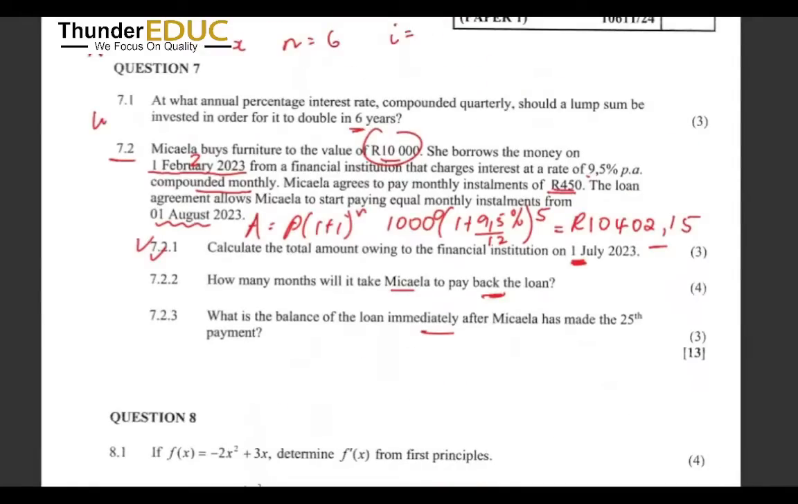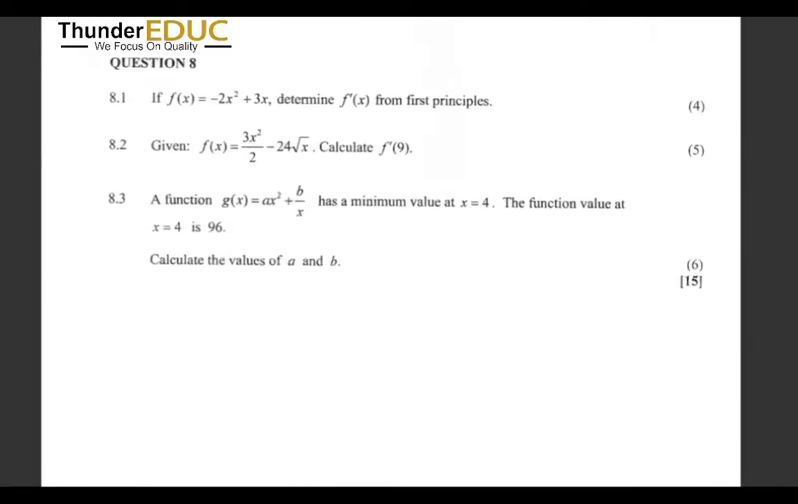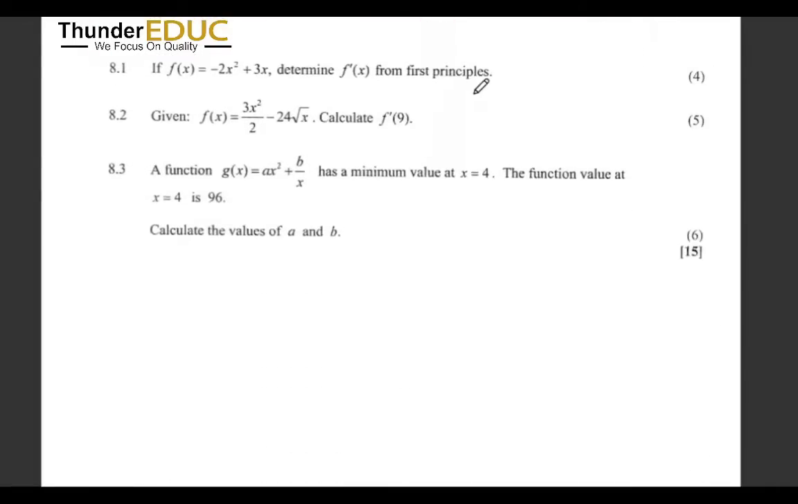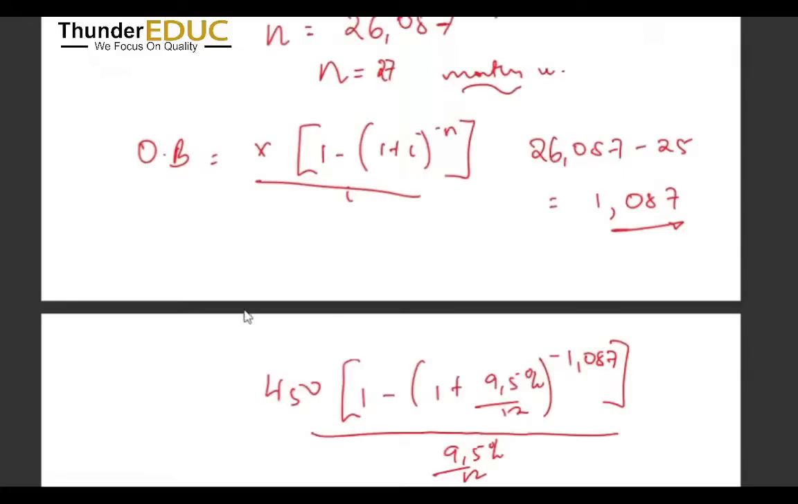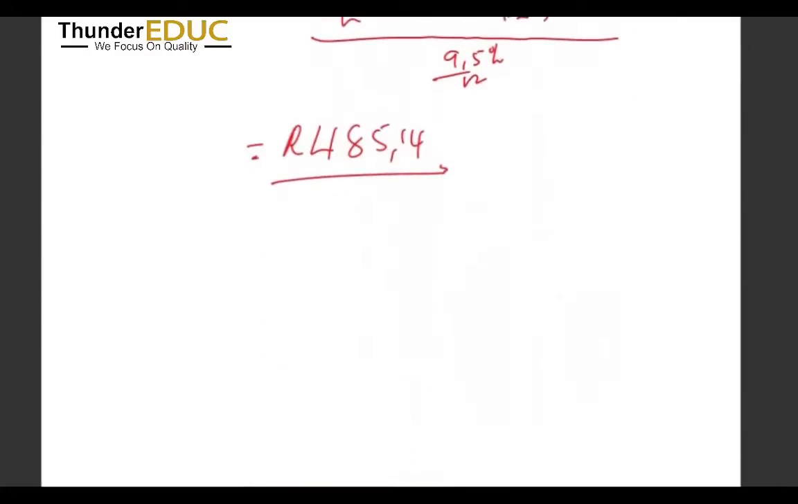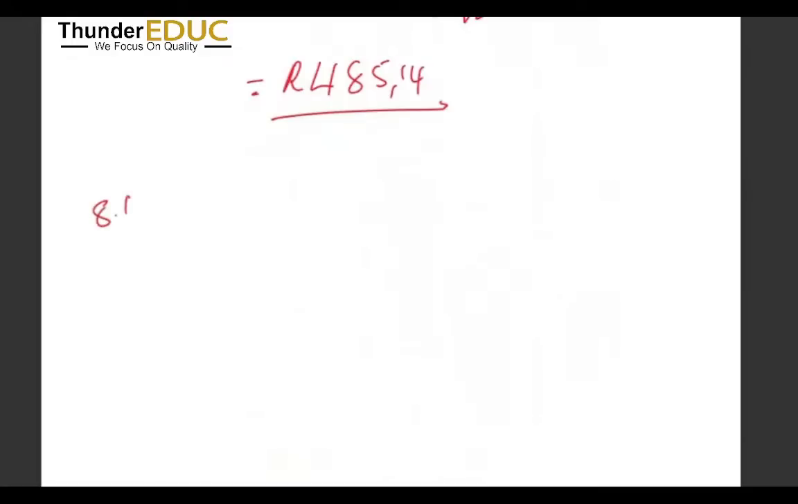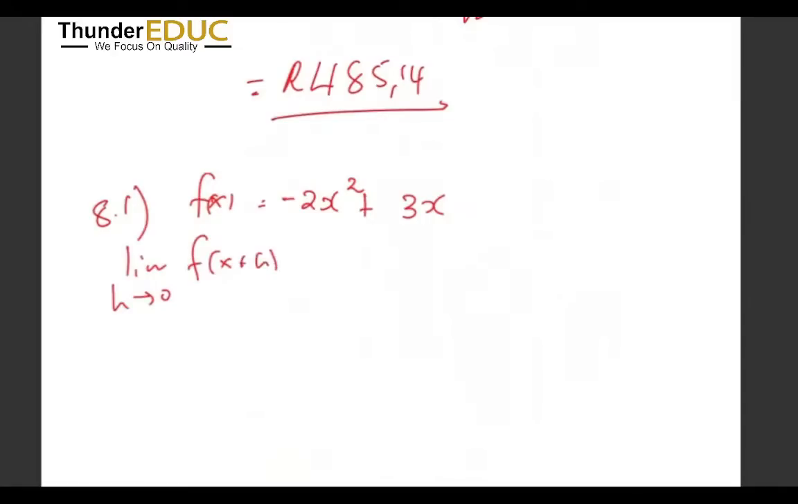Then question 8. Question 8, they want us to differentiate this from first principles. So you have negative 2x squared plus 3x. This is 8.1. We know that the first principles formula is given as f of x plus h minus f of x, divided by h. So we're going to have to increase the x's with just the h.